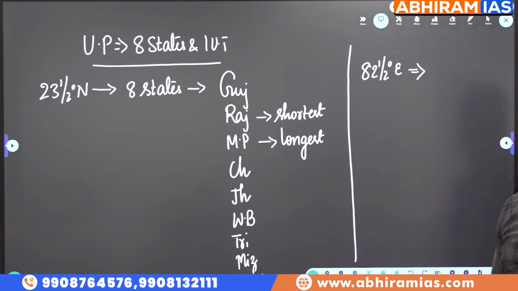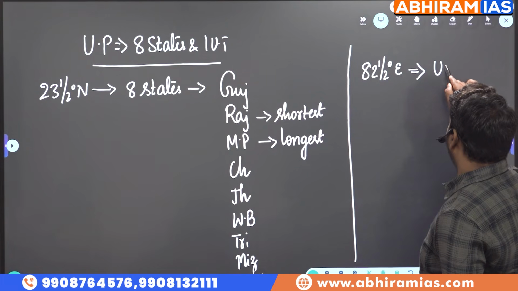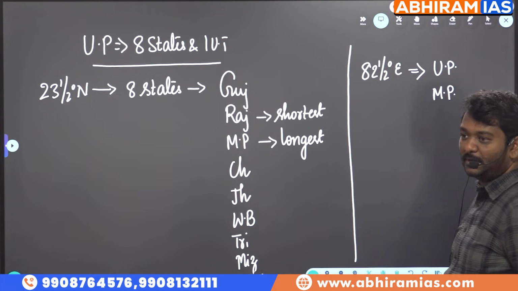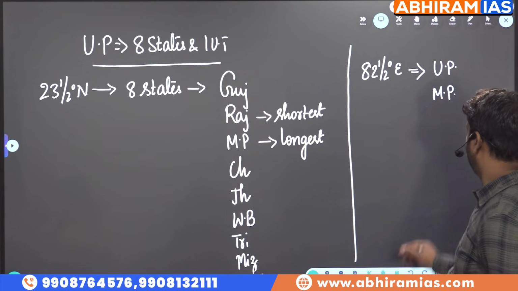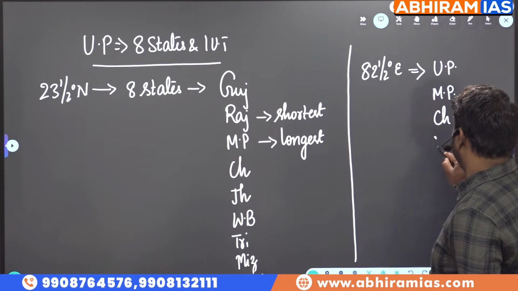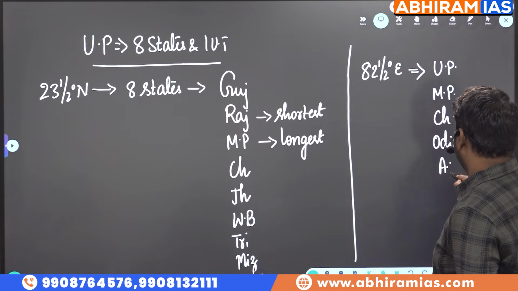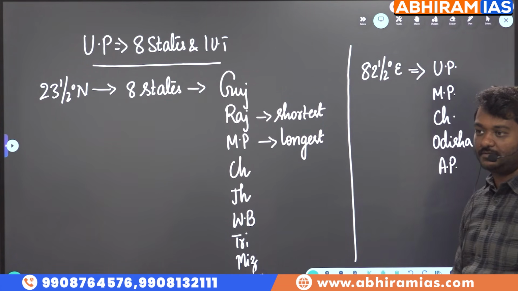82.5 degree east, Indian Standard Time. IST passes through how many states? 5 states. Which are the 5? Uttar Pradesh, Madhya Pradesh, Chhattisgarh, Odisha, Andhra Pradesh.